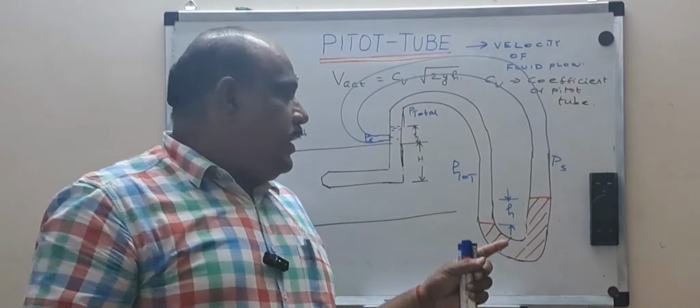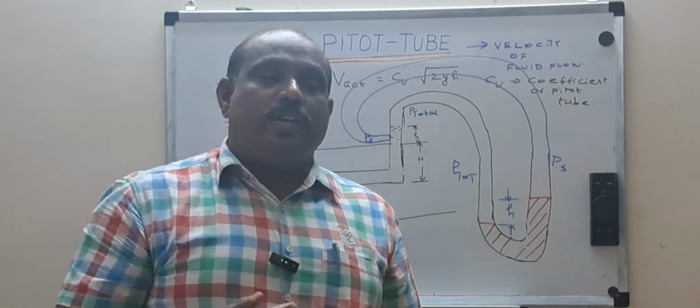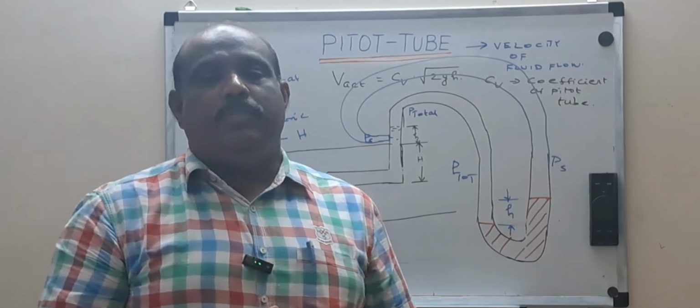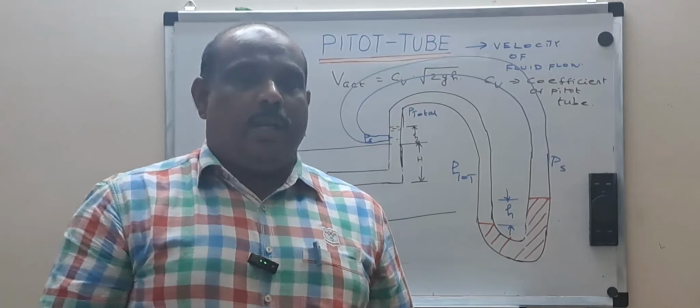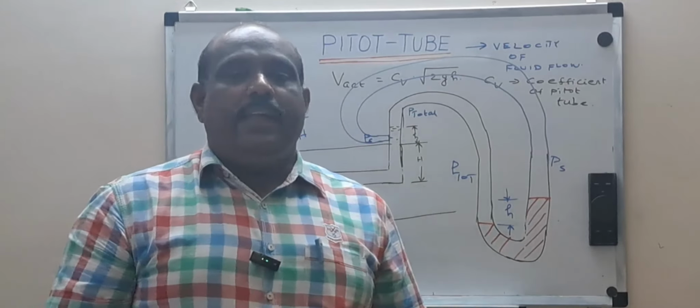As well as this h will be generated in terms of mercury. But when you are solving the problem, you have to convert this h in terms of water column. There are certain formulas to convert this h from mercury column to the water column. Then if we substitute, we can get the actual velocity.